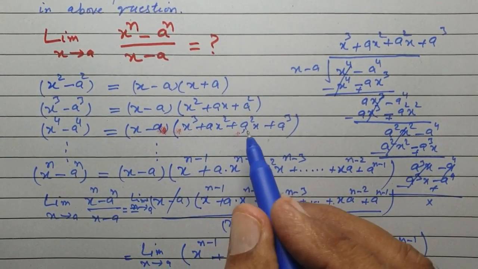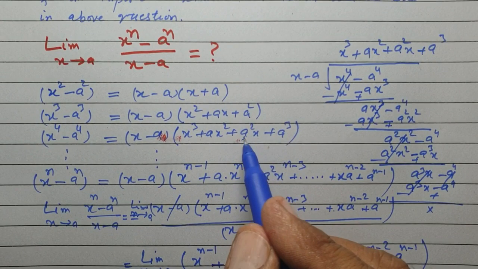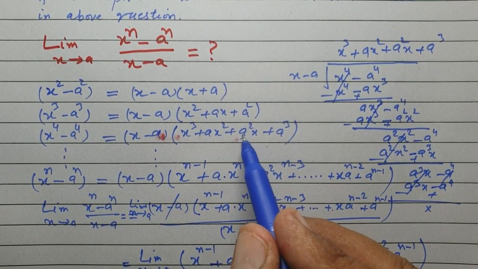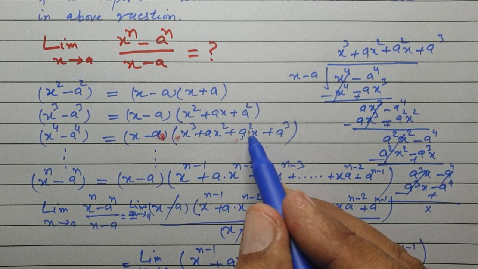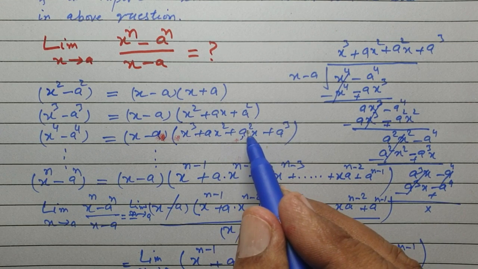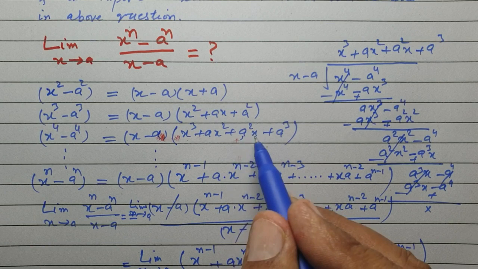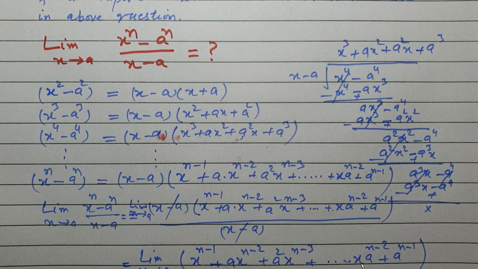Before the last value, a raised to power 2n minus 2, and it is x. A raised to power n minus 2. It is 2 and n is 4. Therefore, it is n minus 2 and x. This is the last term. Last two terms.